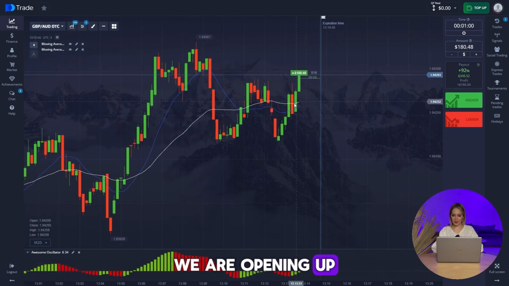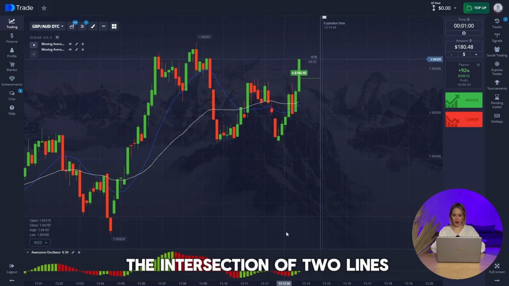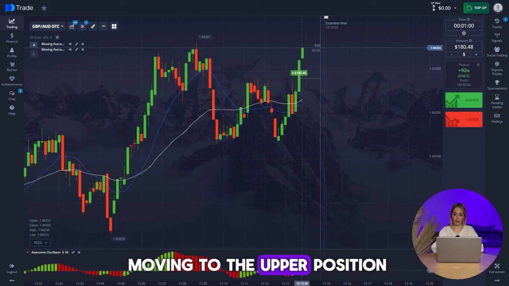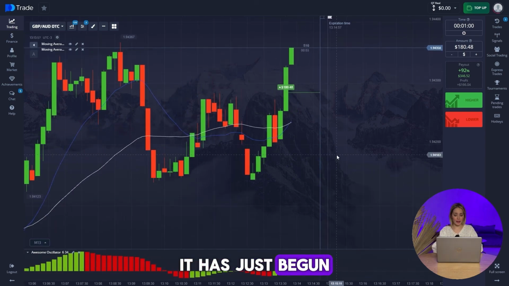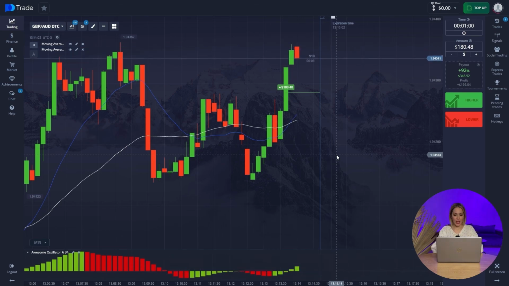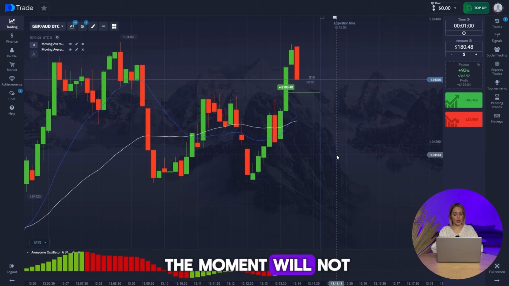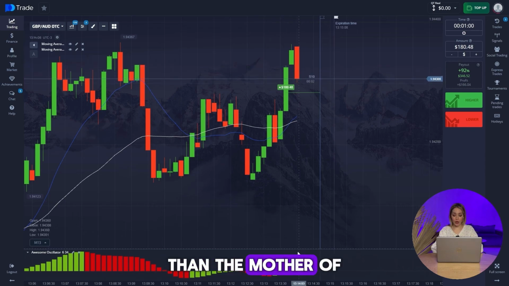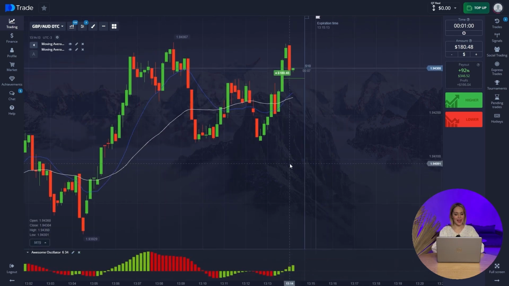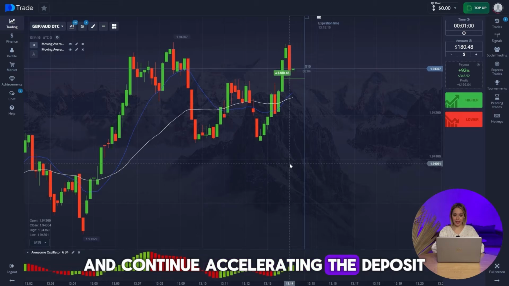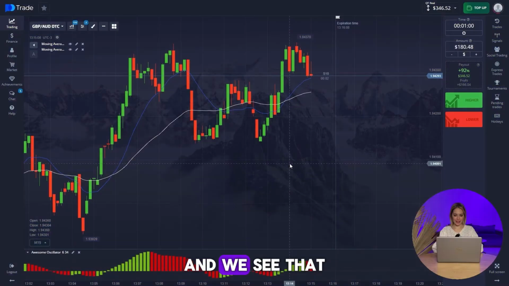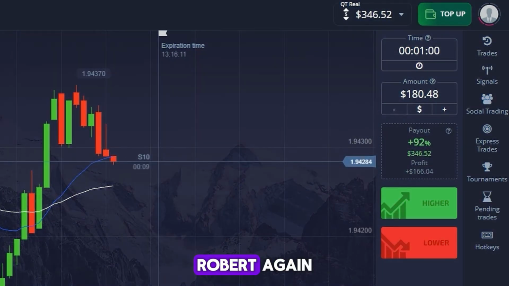We are opening up. We will now have the intersection of 2 lines, and the oscillator is slowly moving to the upper position. It has just begun its transition, so we have the best entry point because our price at the moment will not go lower than the value of 0 on the oscillator. Let's wait for this trade to close and continue accelerating the deposit. And we see that the trade is closed in profit again.